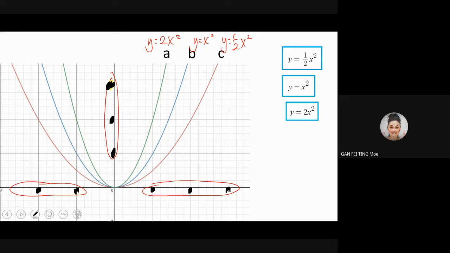As Junla said, the one that I wrote on the screen, A is y equals 2x squared, and C is y equals 1 over 2x squared. Why? Give me a reason.